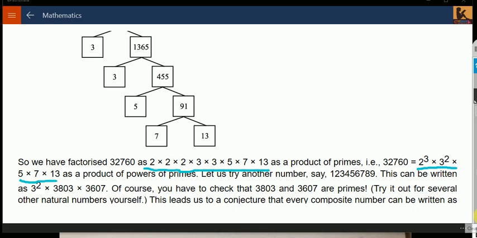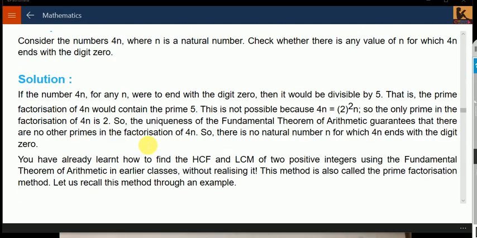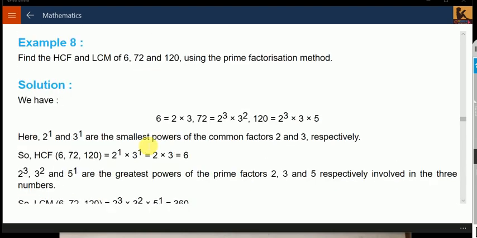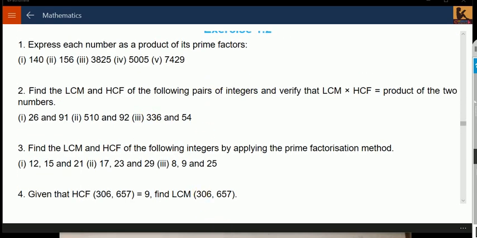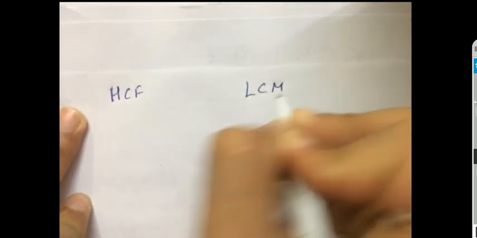Now going further, we'll get some questions. Let's go to the questions. And first, let us understand what is the relation between HCF and LCM. For that, we'll work it out over here. First, we will understand what is HCF. HCF is highest common factor and LCM is least common multiple.